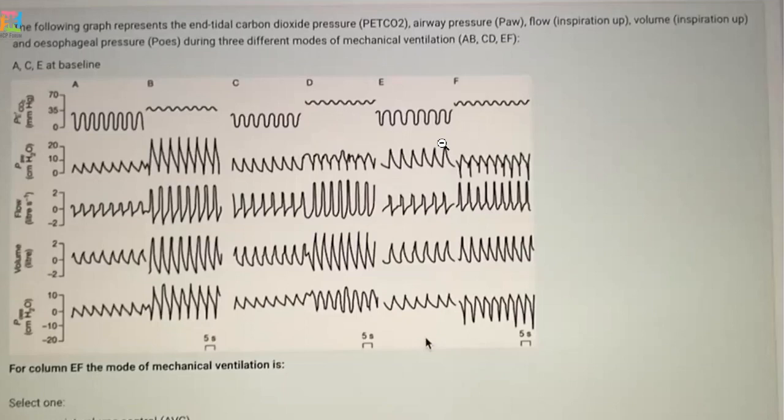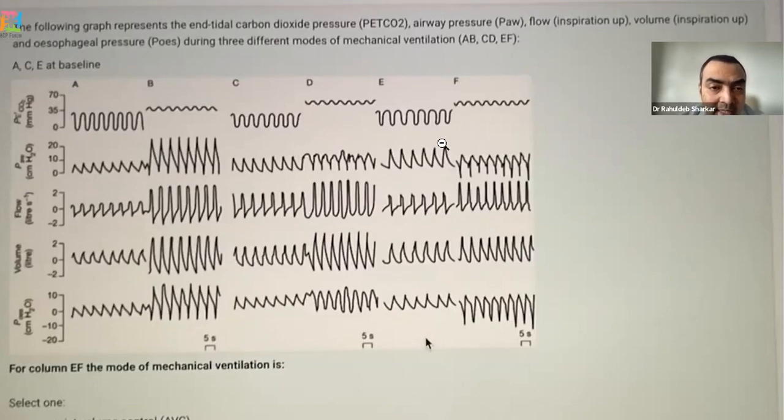Given that the patient is creating a negative pressure towards the beginning of the pressure curve, there is some kind of patient effort. So it will be one of the modes where the patient has an effort: pressure support, assist volume control, or proportional assist. It will probably be either volume control or pressure support.